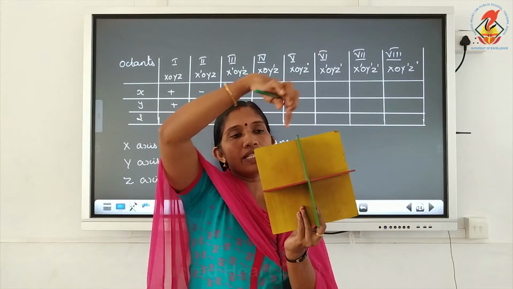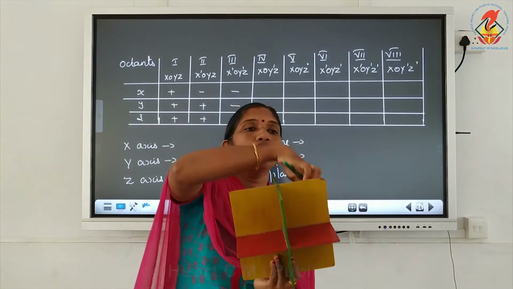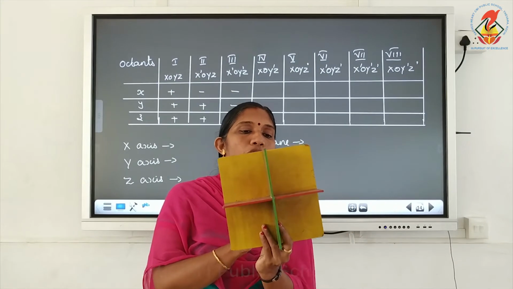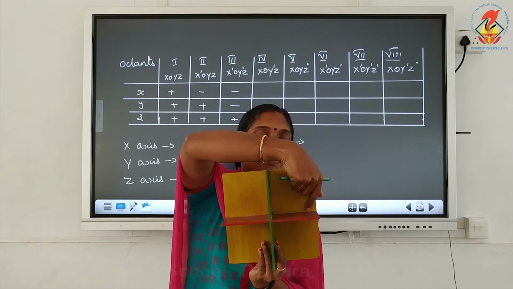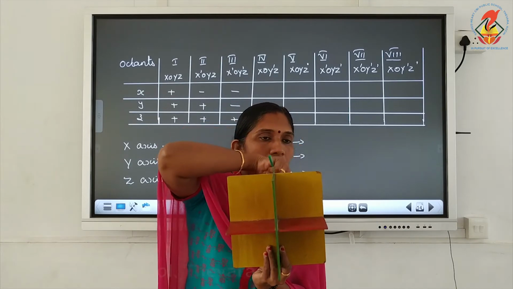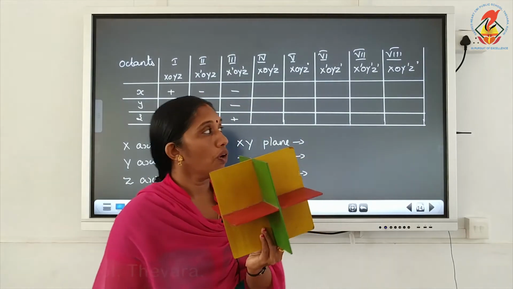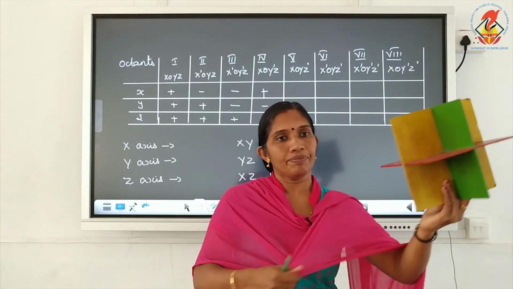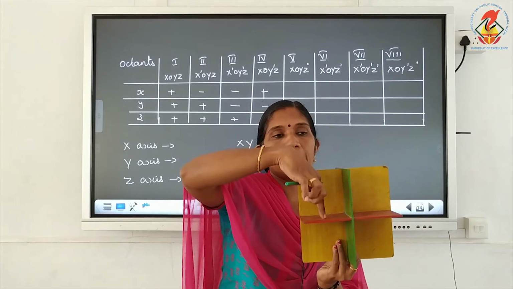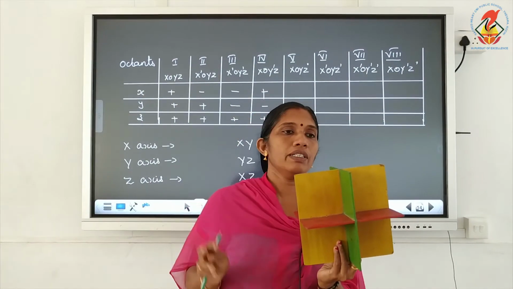So first one, second one, third one, now fourth one. What is the name of the fourth one? Fourth one, x positive, but y is negative, z is positive. So x, o, y dash, z: x positive, z positive, y negative. Clear? So first one, second one, third one, fourth one.